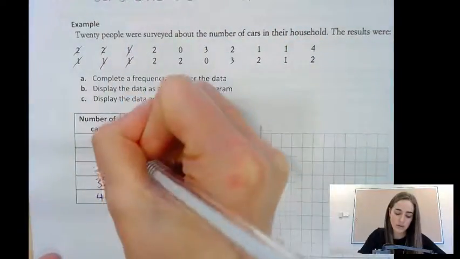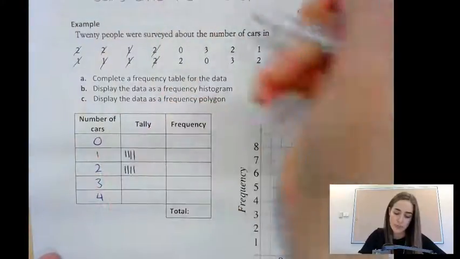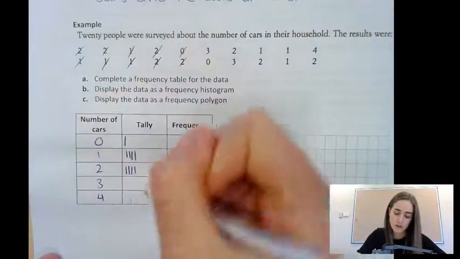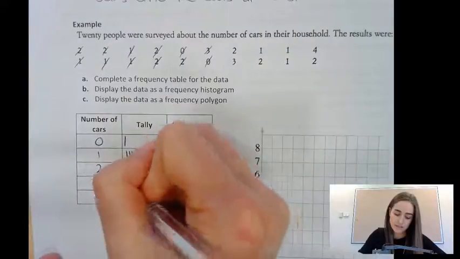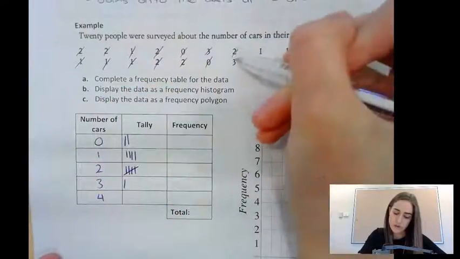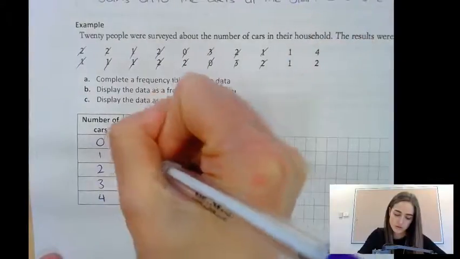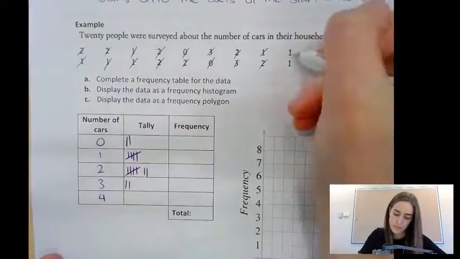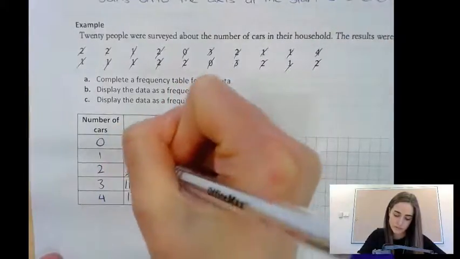So 1 and 1, so 2 more tally marks in the 1s, 2 more 2s, a 0 and a 2, so 1 in the 0s, and because it's my 5th one in the 2s, I'll put a diagonal line across. I've got a 3 and a 0, a 2 and a 3, a 1 and a 2, a 1 and a 1, and a 4 and a 2.